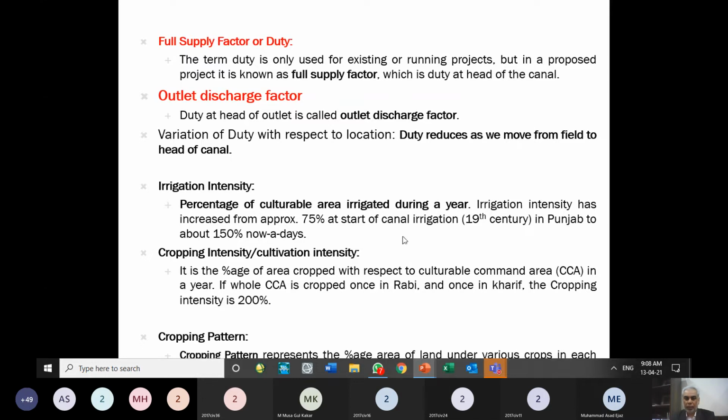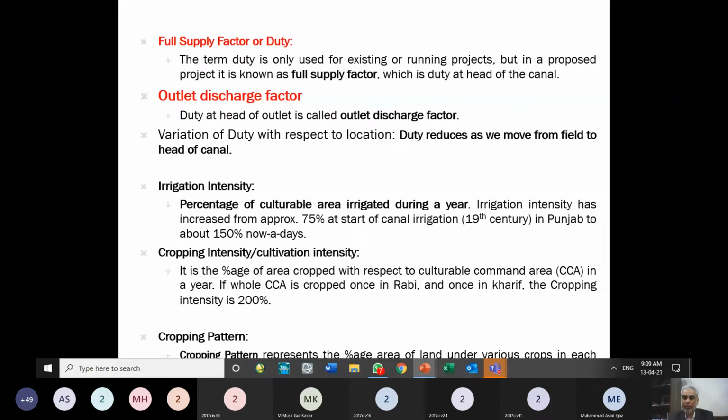Similar to irrigation intensity, there is a concept of cropping intensity. That is related to how much area is under crop out of the total culturable area. So if there is an area, for example, total is 100 acre, and out of that 75 acre is culturable area. Some area is not culturable, cannot be cultivated. For example, if there are houses, if there is a road, if there is a water pond, such areas are considered not culturable. So from the total command area, we have to subtract that area. The remaining is the culturable area.